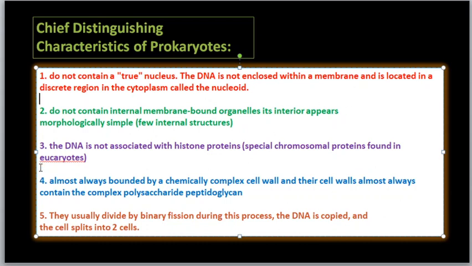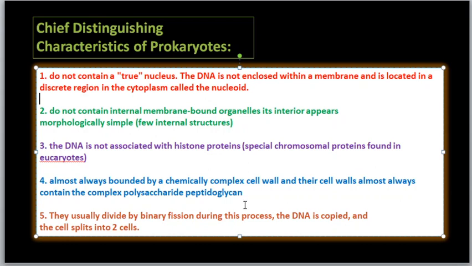Okay, next. We have they do not contain internal membrane-bound organelles. Unlike your eukaryotes na napakaraming membrane-bound organelles, okay, its interior appears morphologically simple, or it has few internal structures. Now, this let's just consider the fact that the bacterial cell is so small. So syempre, it will not contain a lot of organelles. Kasi it's the structure of your bacterial cells or the prokaryotic cells are just very simple. Okay?